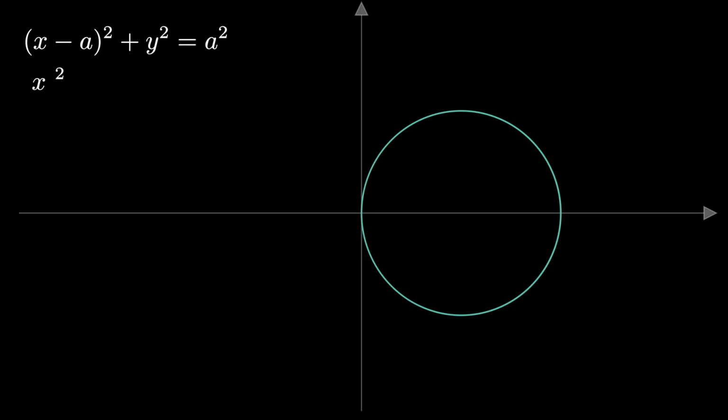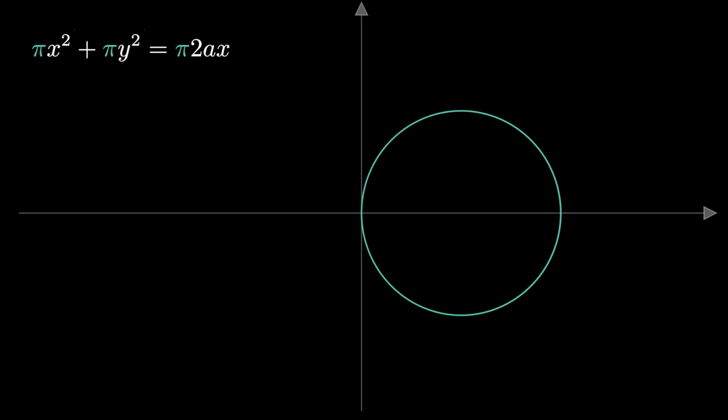Let's expand this equation. We get x squared minus 2ax plus a squared plus y squared equals a squared. And then simplify it. We get x squared plus y squared equals 2ax. Now multiply both sides by pi. We get pi x squared plus pi y squared equals pi times 2ax. So now pi x squared and pi y squared can be seen as areas of circles.